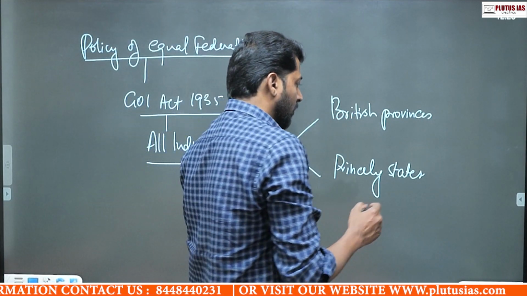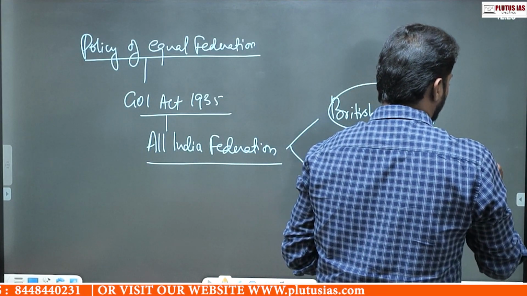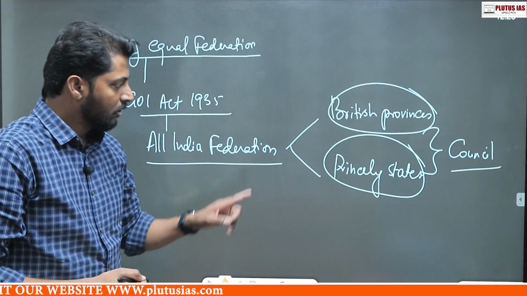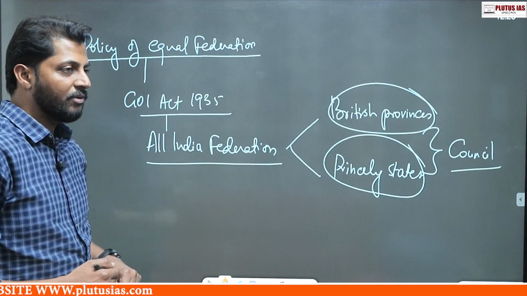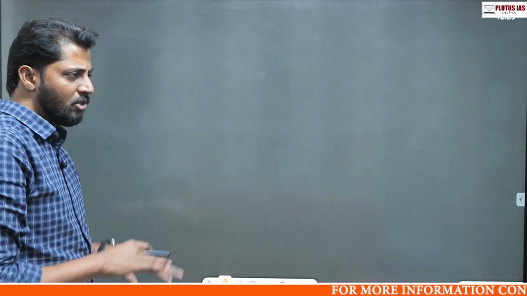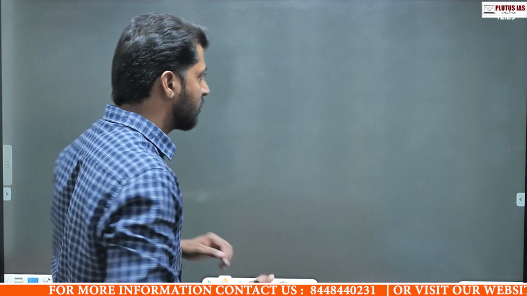In this, both British provinces and princely states will be given representation in the council. Okay, so that is this policy of equal federation. It means princely states also became the federal units under the All India Federation. So these are the different policies adopted by British India to control various Indian states.